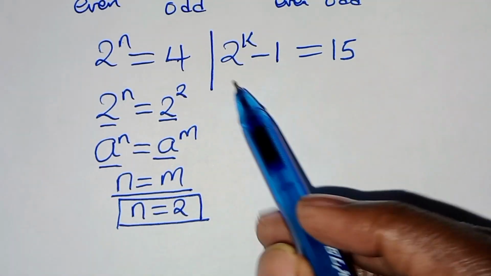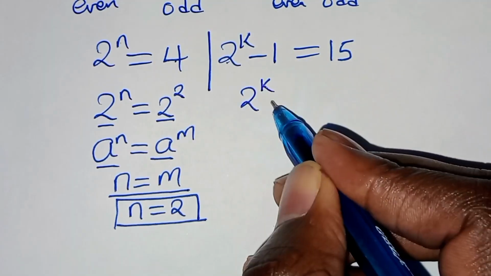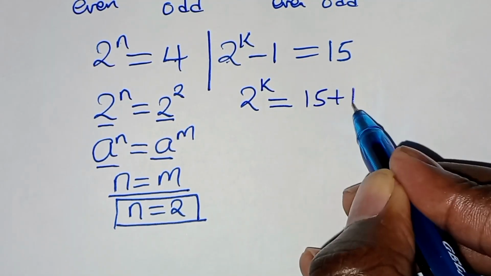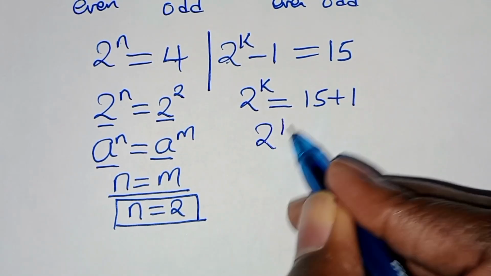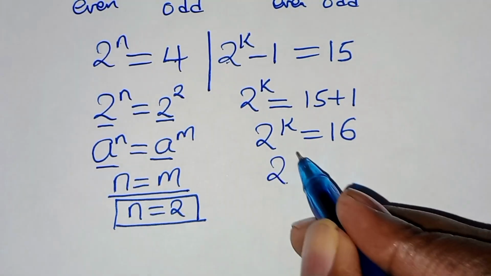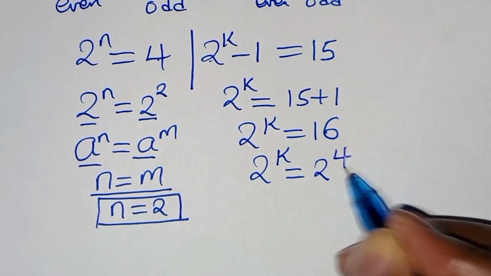On the second part here, we have 2 to power k minus 1. This is equal to 15. So let's take minus 1 to the right-hand side. So this is 15 plus 1. So we have 2 to power k equal to 16. So we have 2 to the power k equal to 16, which is 2 to the power 4.